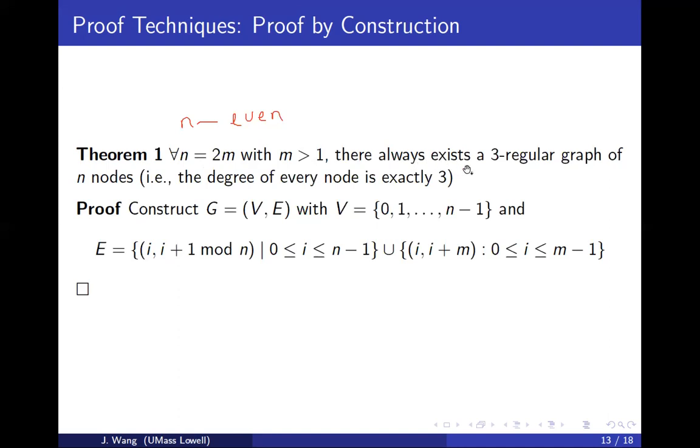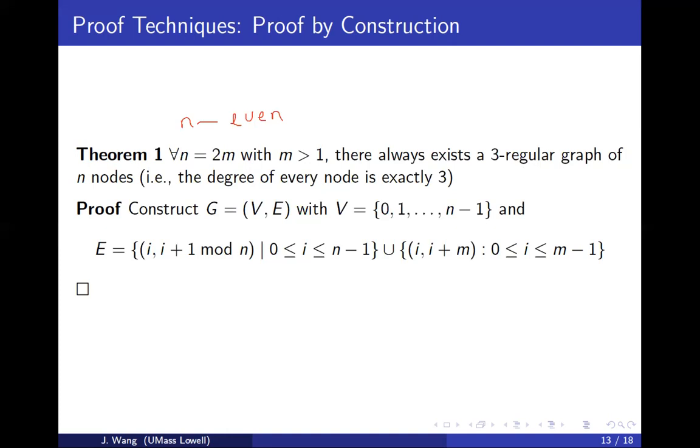There always exists a 3-regular graph of n nodes. So what is 3-regular? It means that every node in this graph has exactly 3 degrees. So there's a 3-regular graph. To prove it, we simply do it by construction. What we're going to do here is form a cycle first.